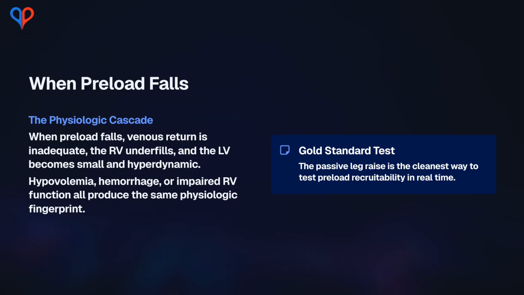When preload falls, venous return is inadequate, the right ventricle underfills, and the left ventricle becomes small and hyperdynamic. Hypovolemia, hemorrhage, or impaired RV function all produce the same physiologic fingerprint. The passive leg raise is the cleanest way to test preload recruitability in real time.